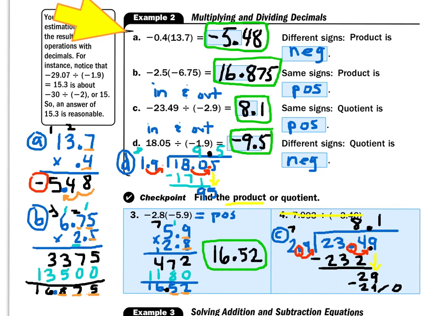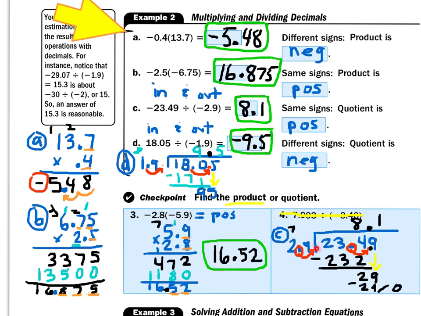Take a look at C. With dividing, I always use this little trick, like In-N-Out burgers. So it's negative 23.49 divided by negative 2.9. In and out. So when I set it up, I did it over here. Look over here. I crossed out number 4. So I put the 23.49 on the inside and the 2.9 on the outside.